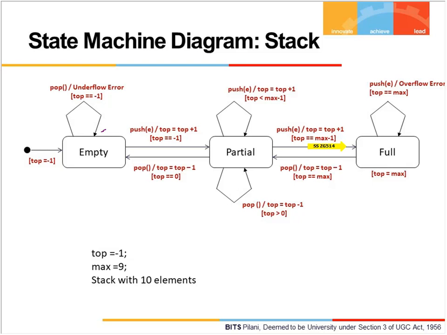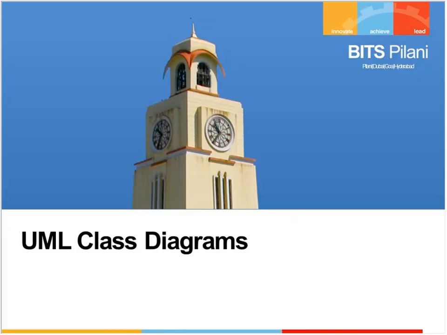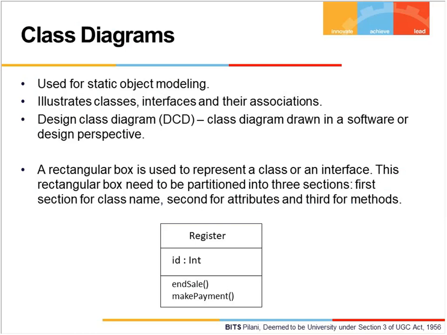Let's move ahead with the class diagram, right? That's the last diagram that we have in this particular course. The class diagram. Let's see what the class diagram has to offer to us. A class diagram is a static diagram, right? And it is used to depict the system structure in a static way.